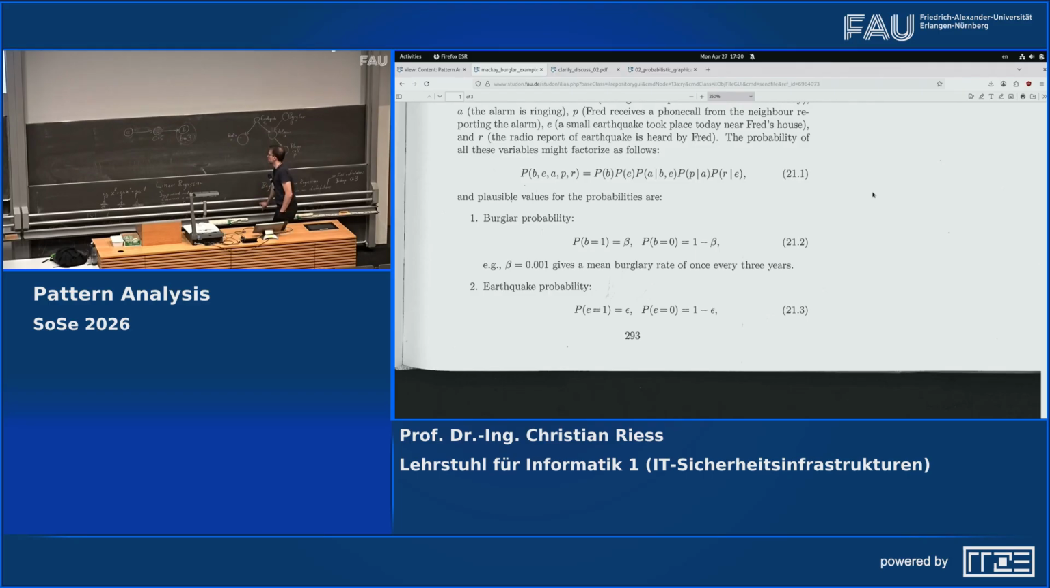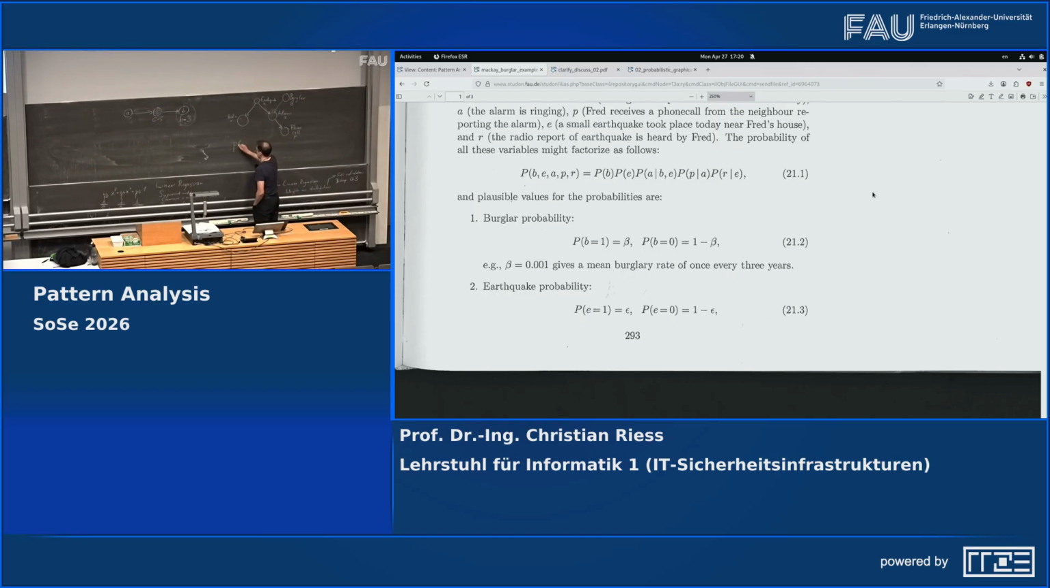So this means we're dealing with a joint distribution of 5 variables, P of B, E, A, R, and P and R. And this factorizes according to this dependency structure that we thought about. So we have the prior of having a burglar in the house. Then we have the prior for having an earthquake.